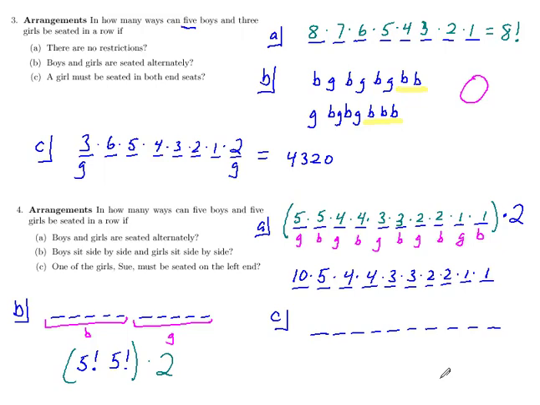Part C, one of the girls, Sue, must be seated on the left end. Well, if Sue has to be seated on that left end, we have one choice for that seat. The rest of the seats have no restrictions. So 9 times 8 times 7 times 6 times 5 times 4 times 3 times 2 times 1, or in other words, 9 factorial.